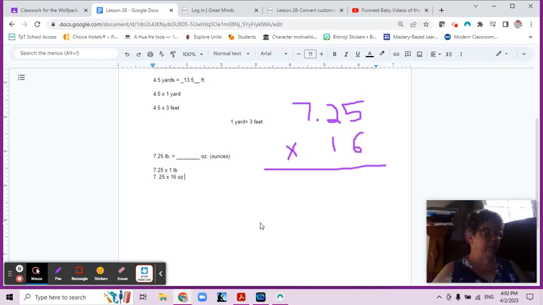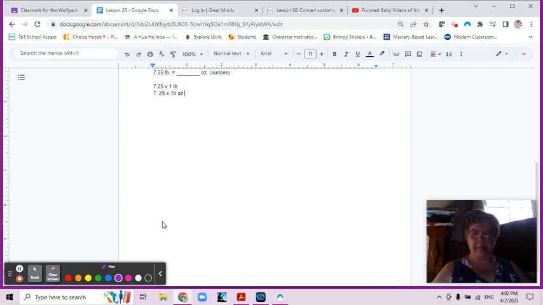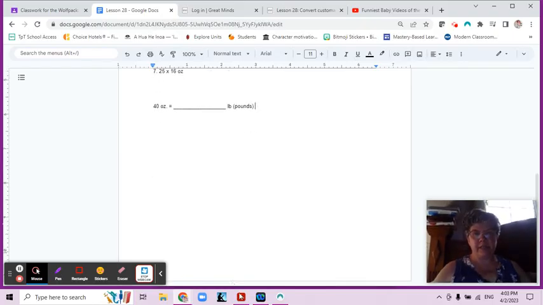And we're going to continue and work on converting measurements from smaller units to larger units now. So we're going to go the other way around. And let me put the problem up there for you. Okay, now we have 40 ounces, and we want to know how many pounds is that. LB or pounds, right? Okay, so 40 ounces is how many pounds?